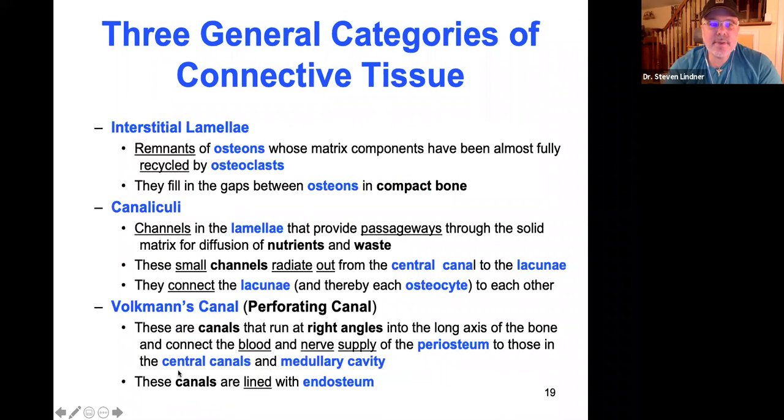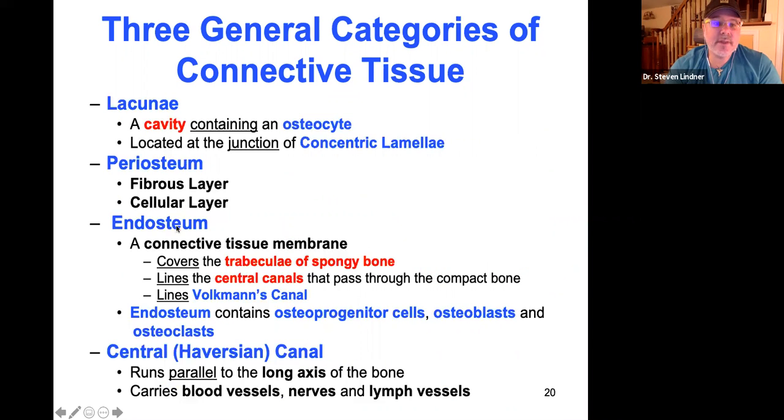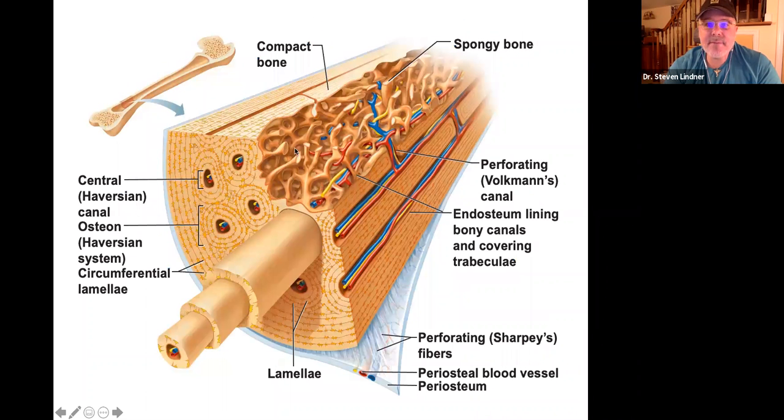Let me see if I can show you a picture of that. We talked about the interstitial lamellae, which are remnants of older osteons. The canaliculi are these extensions that come off of the osteocytes. And then let's see if I can show you. We did cover the endosteum and periosteum. The periosteum is the outer part of the bone. The endosteum is the inner part that's very close to the spongy bone. So these have the main parts that we spoke about.